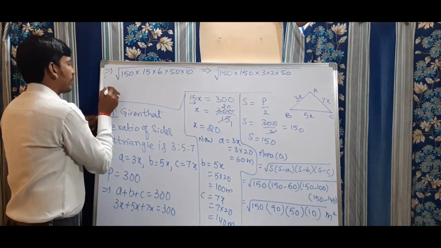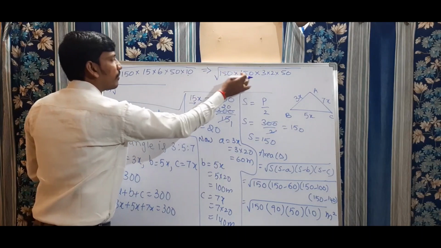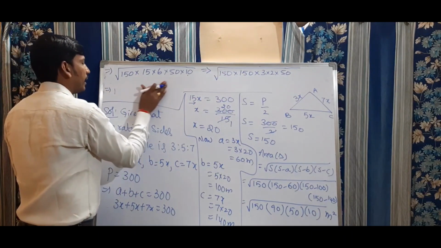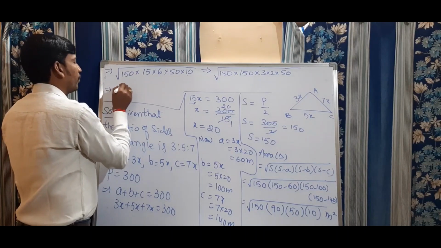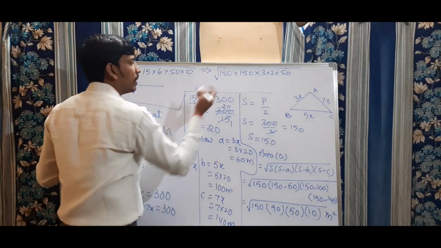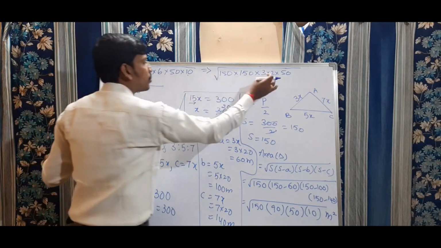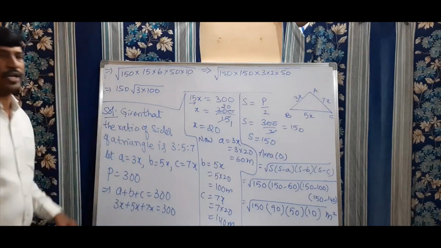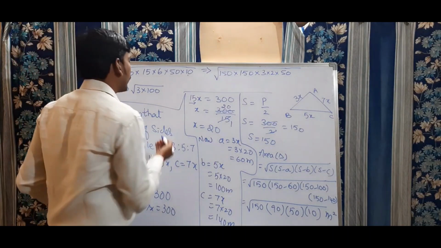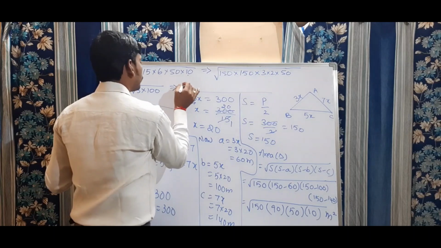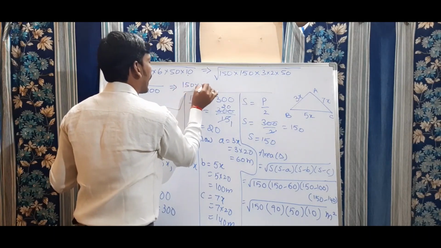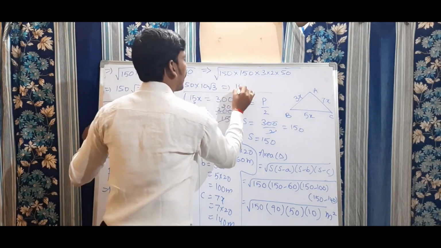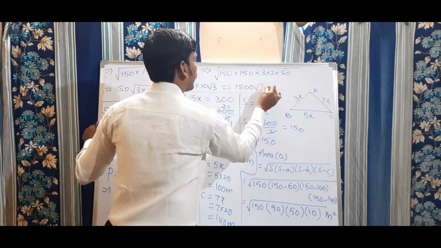Now which implies, there are two 150s, 150 will come outside, you will get 150 into 150 square root of 3 into, that is 2 fifties are 100. Okay, now square root of 100 will become how much? 10. Square root of 100 equal to 10. Now which implies 150 into 10 into root 3, which implies 150 into 10 is 1500 root 3 meter square.